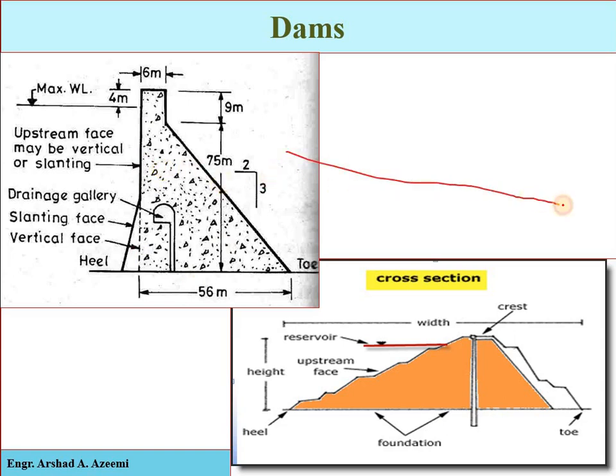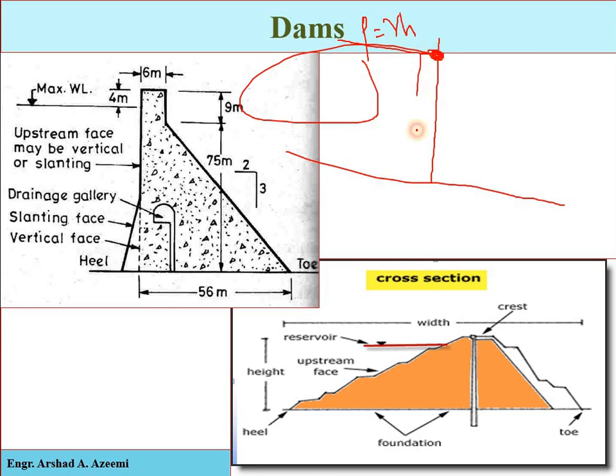See, for example, if that is a river, here we are constructing a barrier, a vertical structure. As we have discussed, the water will be stored at the upstream side and it will exert some pressure on this structure, which is equal to gamma h. At this point the pressure is less, meaning the impact of the pressure is less.